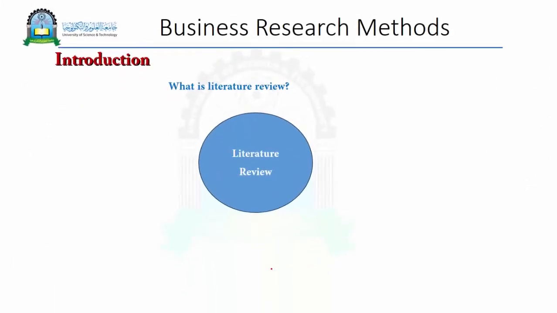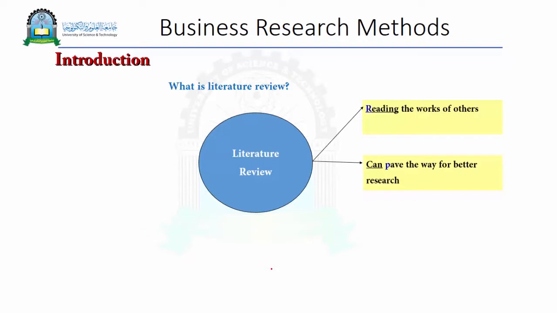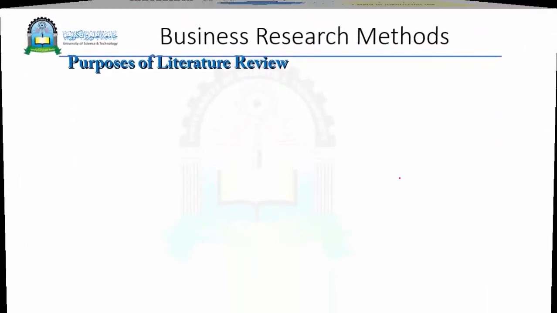In the beginning, we need to understand what a literature review is. A literature review is reading the works of others, which can pave the way for better research and help in identifying the reference of the research. So it is reviewing all the previous work in order to identify the relevance of the research, and for many purposes.